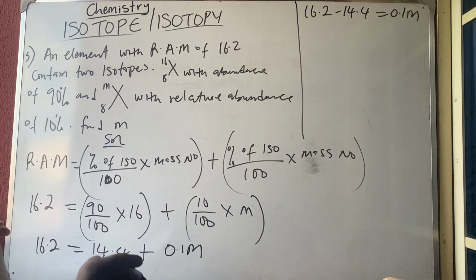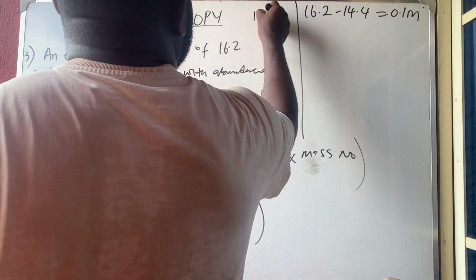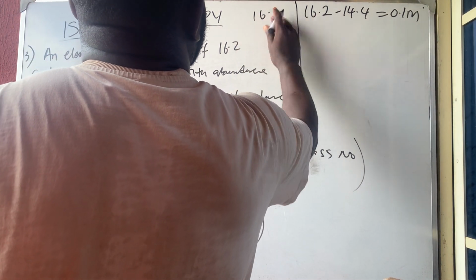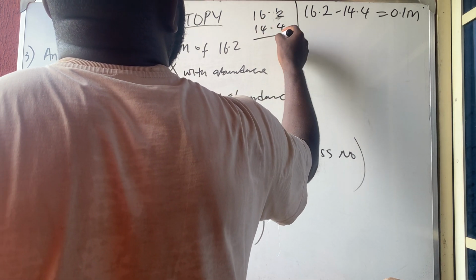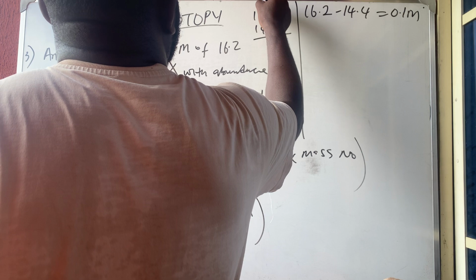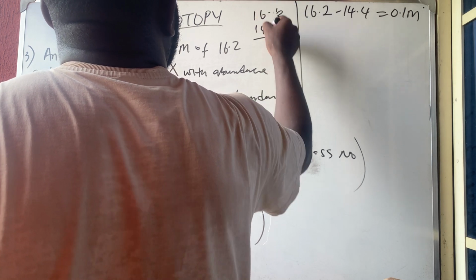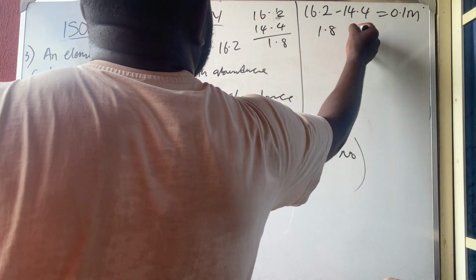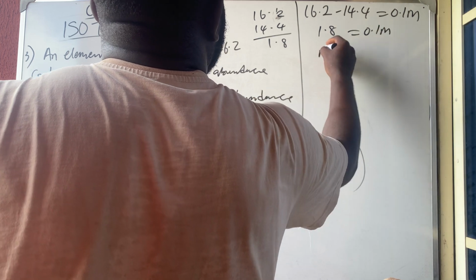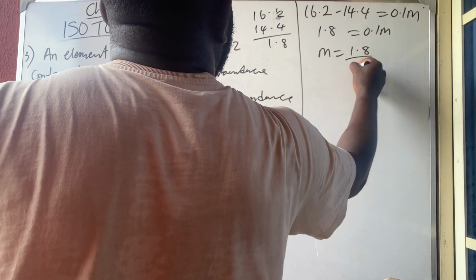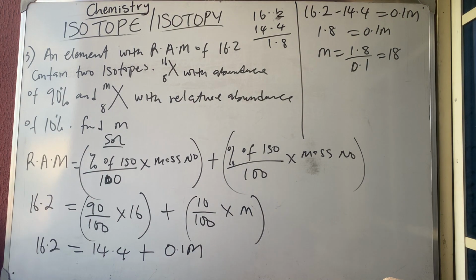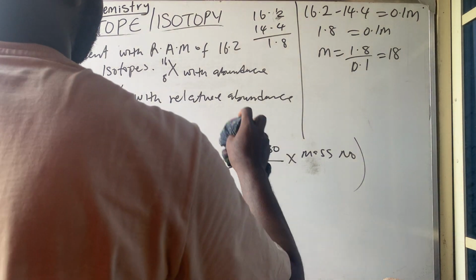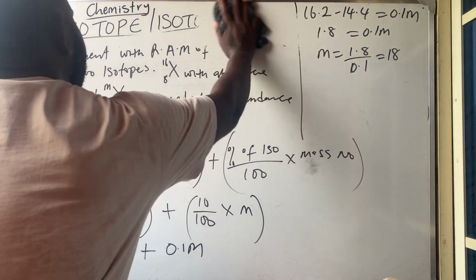So, if you subtract, you are going to have 16.2 minus 14.4, and this is 1.8. Okay? So 1.8 is equal to 0.1 M. So, my M is now 1.8 divided by 0.1, which is what? 18. So the mass number of the second one is simply 18. Okay, very simple.